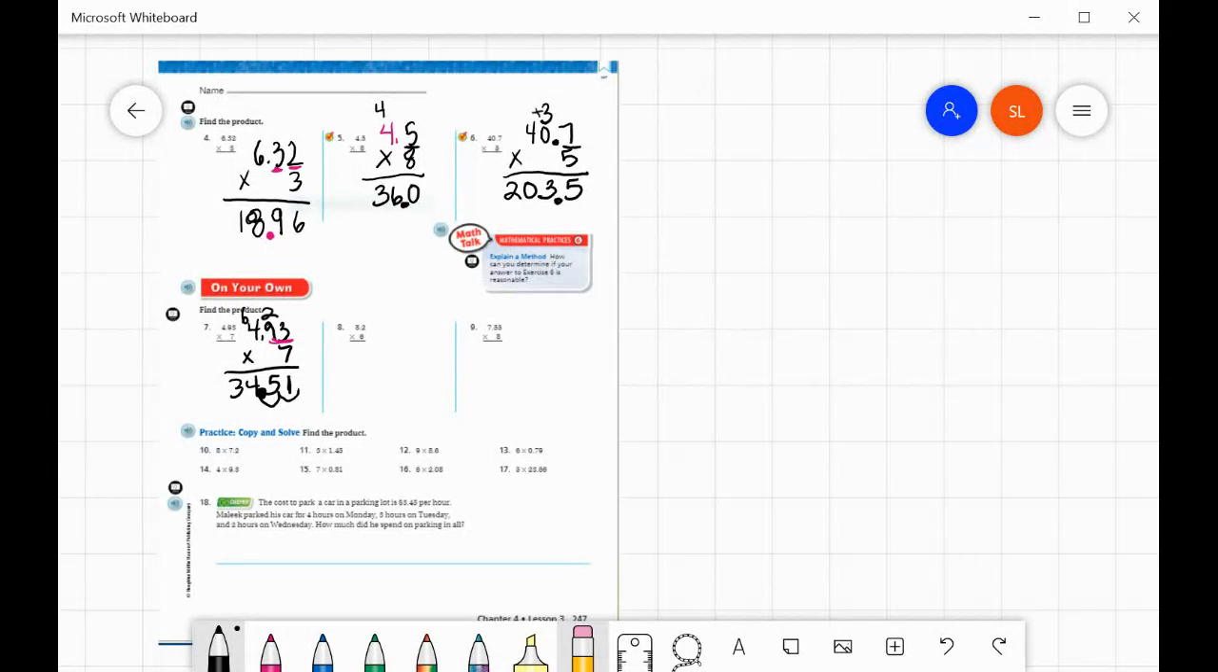All right, welcome back. 8.2 times 6. 6 times 2 is 12. Carry the 1. 6 times 8 is 48, plus 1 is 49. And I double check my decimal points. There's 1 spot behind the decimal, so from where the decimal would be right now, I move it over 1.